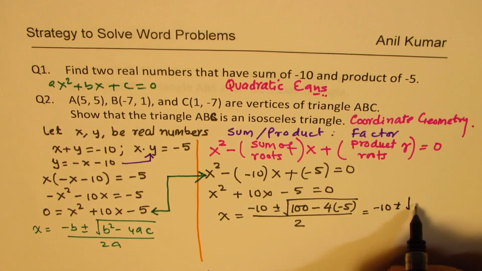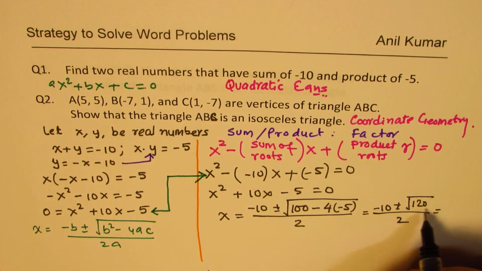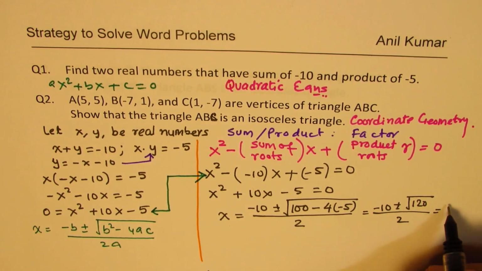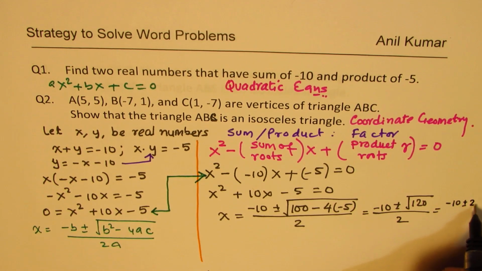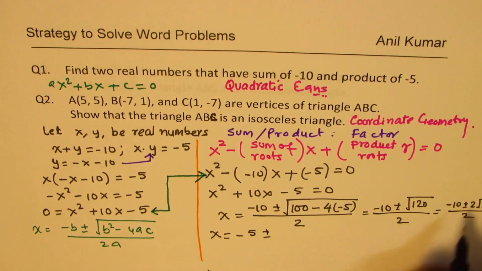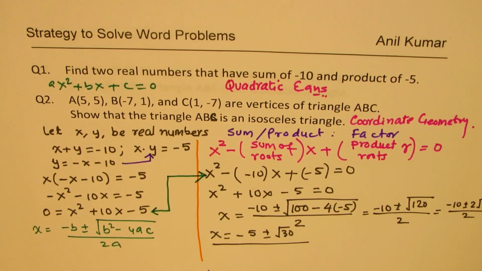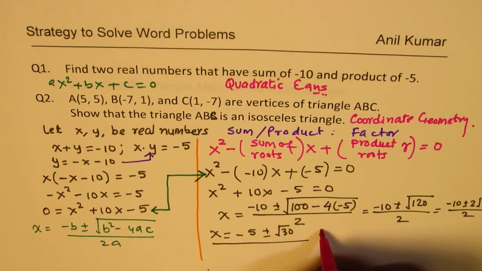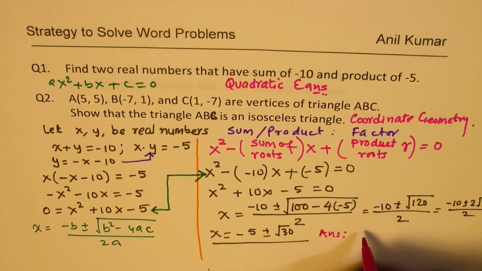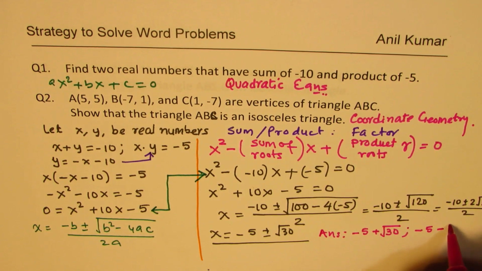10 plus minus square root of 120 divided by 2, or well, that could be written as 4 times 30, right? So let me just write 10 plus minus 2 square root 30 over 2. So we get the value of x, dividing by 2, as minus 5 plus minus square root 30. So these are the two numbers. So we get our answer as the real numbers are minus 5 plus square root 30 and minus 5 minus square root 30.